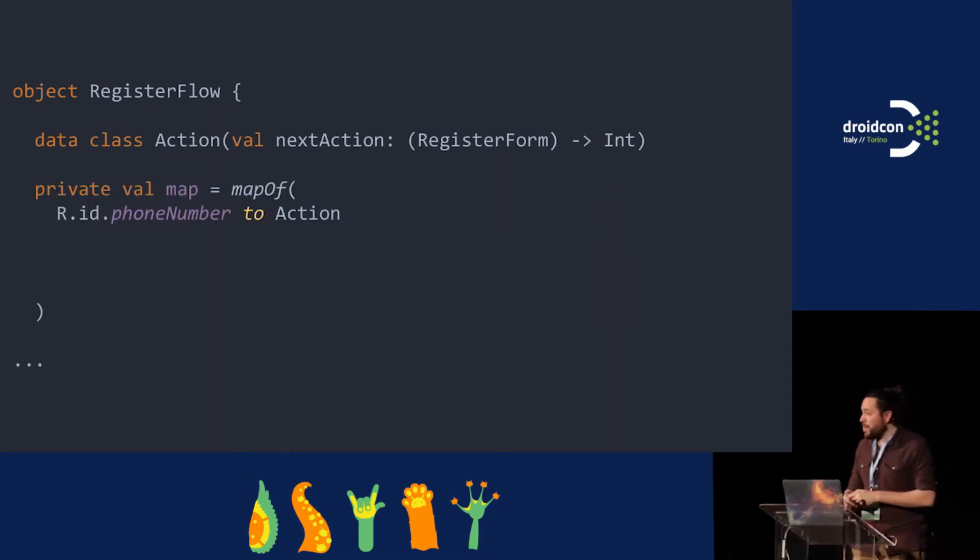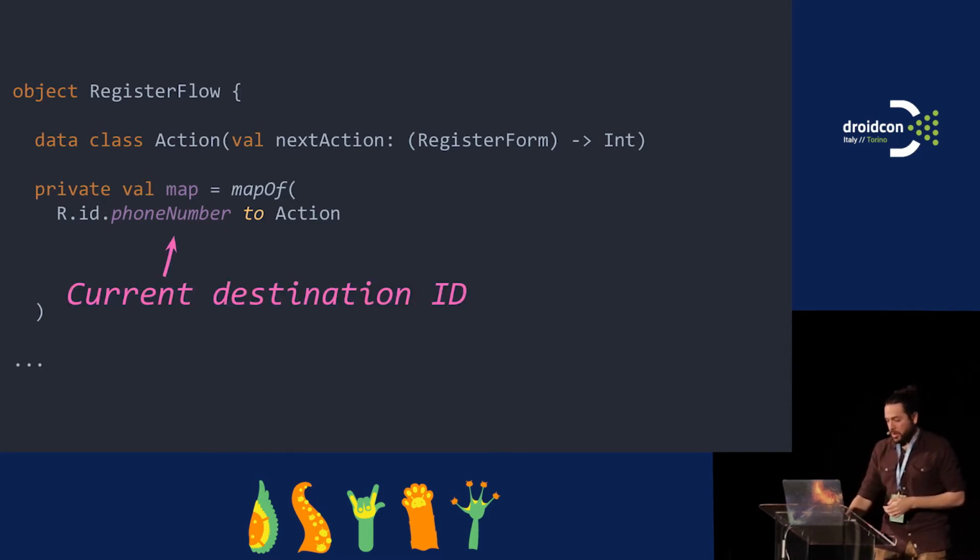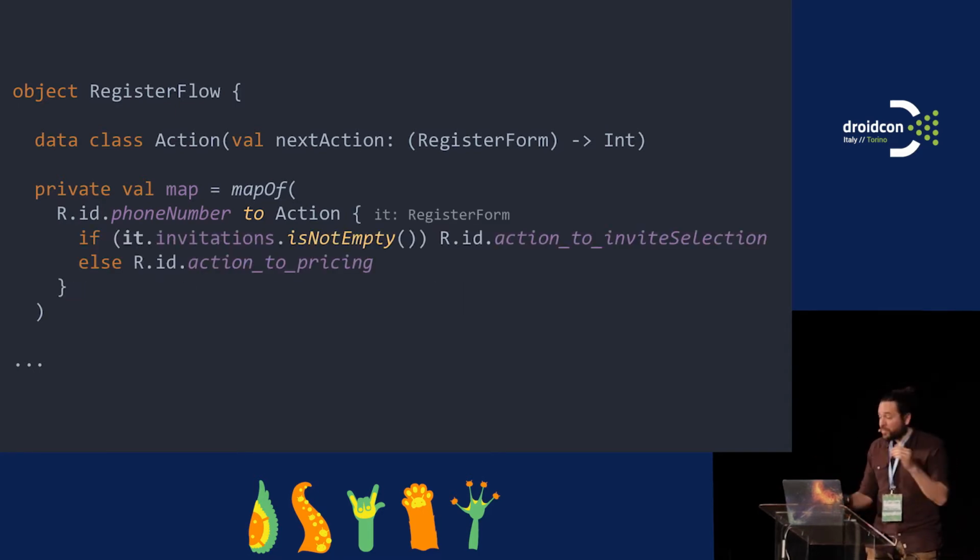So now here is the map. The map is a simple map with the key of the ID of the current screen, and then we map it to an action that we create this way, with the lambda as a constructor argument. And inside this lambda, we will implement the logic.